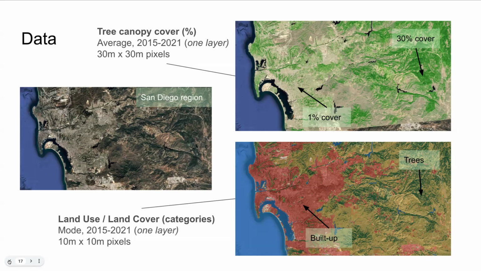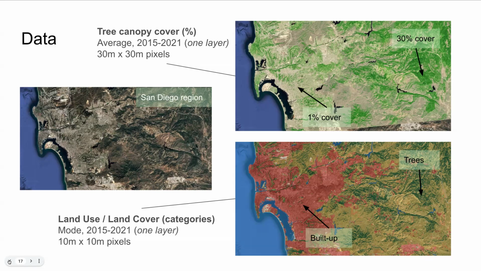Up here, we're looking at a map of tree canopy cover. It's just the percent of an area that's covered by tree canopy, by leaves. And this is a product that we have just a single layer on average between 2015 and 2021. So again, single layer, it's just an average amount of tree canopy cover over that entire period at a spatial resolution of a 30 meter by 30 meter grid cell or pixel.